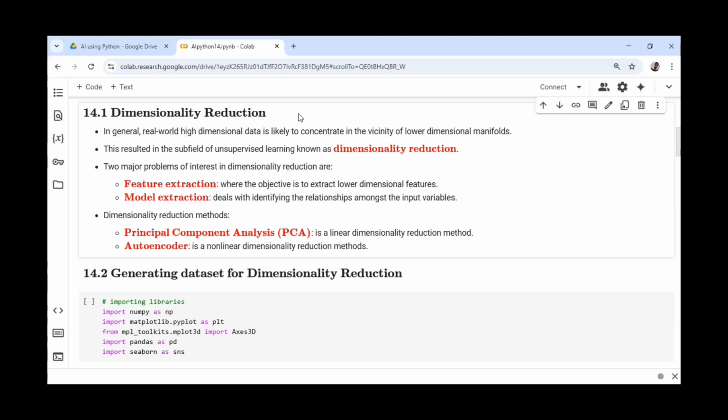In general, real-world high-dimensional data is likely to concentrate in the vicinity of lower-dimensional manifolds. This is also known as the manifold hypothesis and resulted in the subfield of unsupervised learning known as dimensionality reduction.